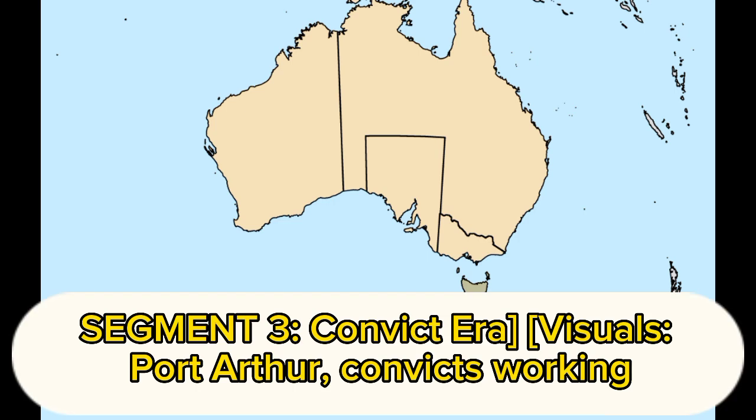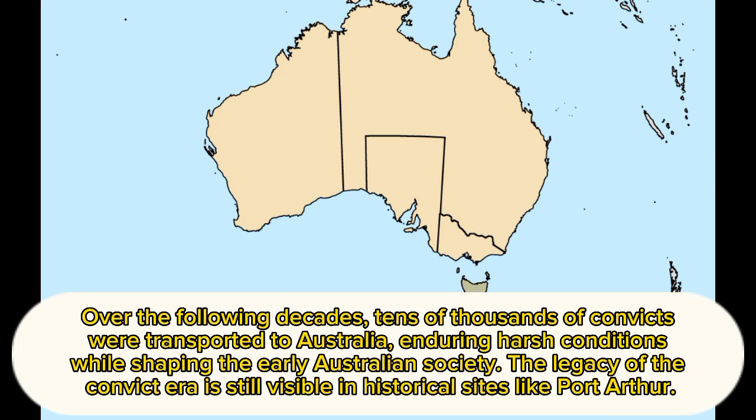Segment 3: Convict Era. Visuals: Port Arthur, convicts working. Over the following decades, tens of thousands of convicts were transported to Australia, enduring harsh conditions while shaping the early Australian society. The legacy of the convict era is still visible in historical sites like Port Arthur.